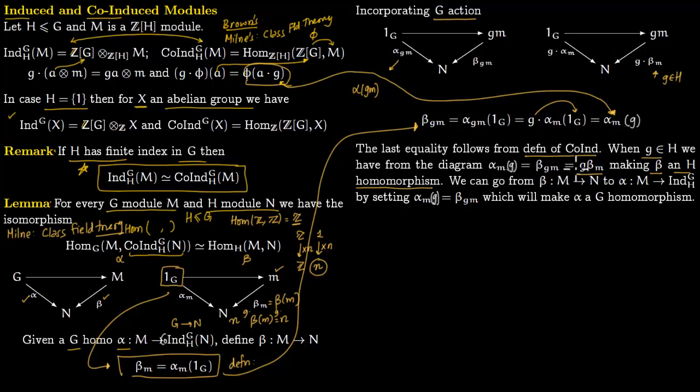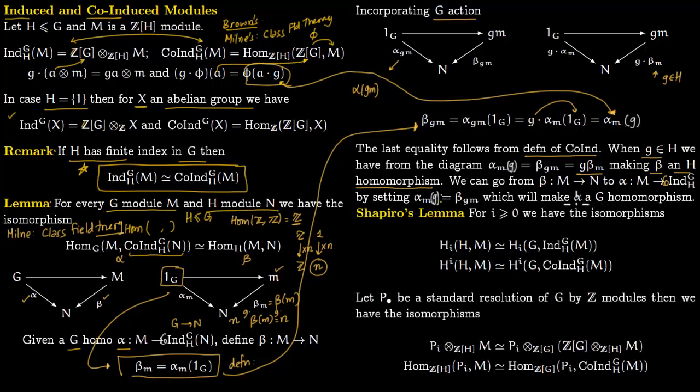Obviously for the reverse map you do the same thing in reverse. So now you can go from this beta, which is an H homomorphism, to alpha, and alpha has to go from M to the co-induced module, by setting alpha m of g to be defined as beta gm, because then g gets filtered out, which will make alpha a G homomorphism. So from an H homomorphism it has become a G homomorphism. In Milne this is written as induced, but here we are using the definition of co-induced. So after this lemma we can easily prove Shapiro's lemma.